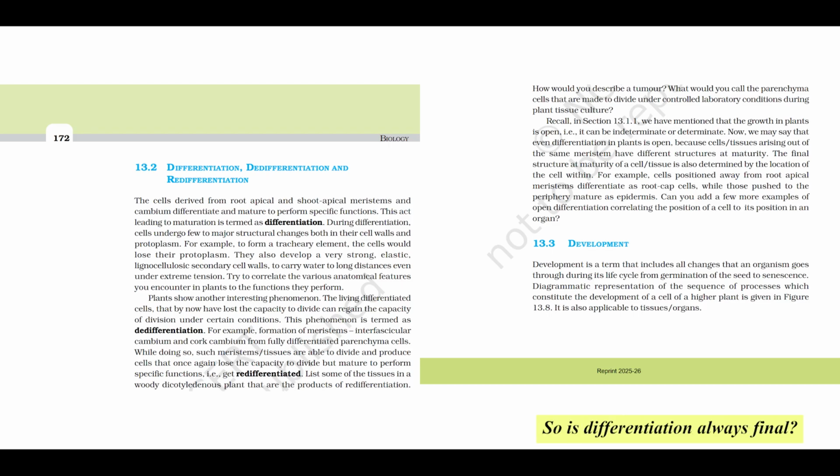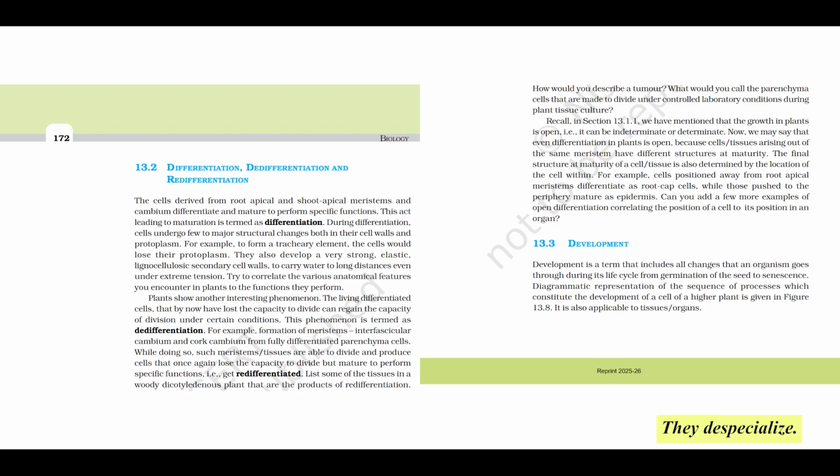So is differentiation always final? Once a cell becomes a tracheary element, is that it? Or can plant cells change their path? That's a brilliant question. And the answer is one of the amazing things about plants. No, it's not always a one-way street. Plants show dedifferentiation. This is where living differentiated cells that have stopped dividing can regain the capacity of division under certain conditions. They become meristematic again.